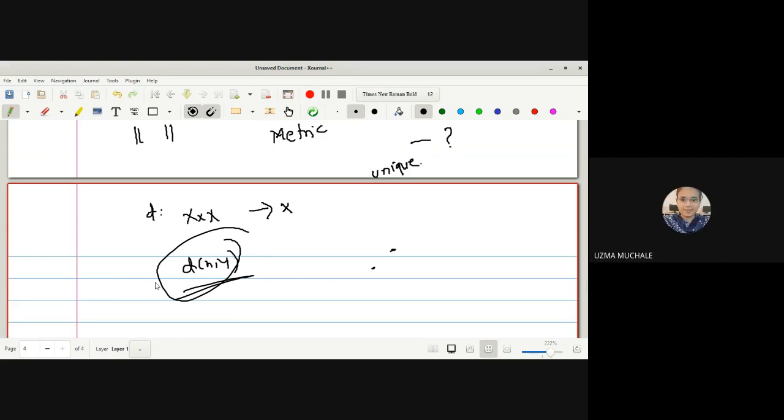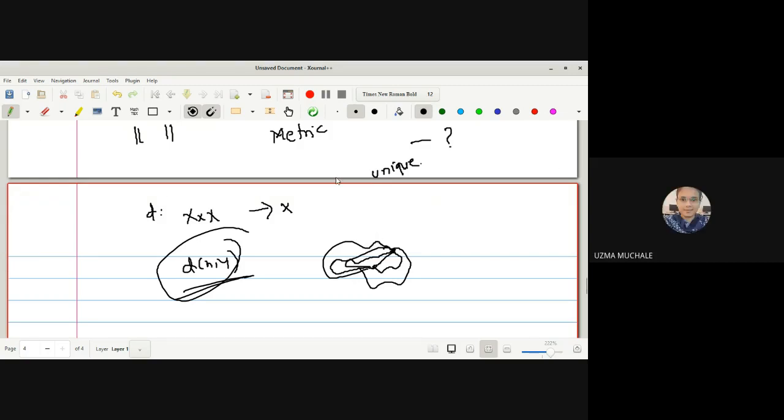Correct. And what is the shortest among them? This is your straight line, which is not always possible. So you can go through any way. Suppose there is a train path or a highway path, so you will follow that path to reach from point A to B, or from city A to B. Which means that the distance is not unique.